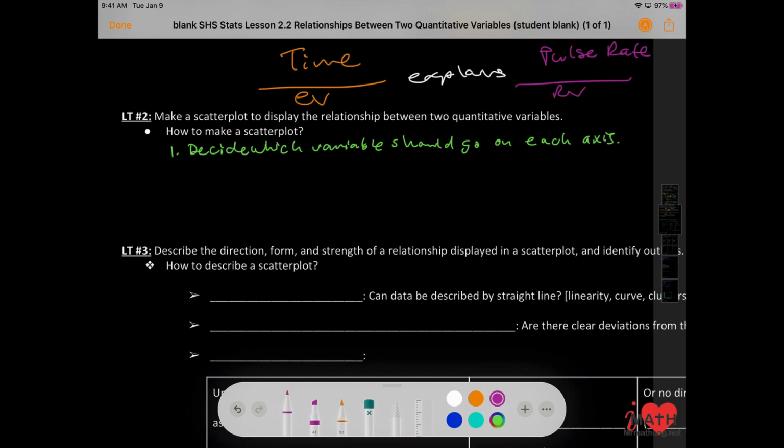Remember, we talked about that the explanatory variable goes where? Goes on the x-axis.